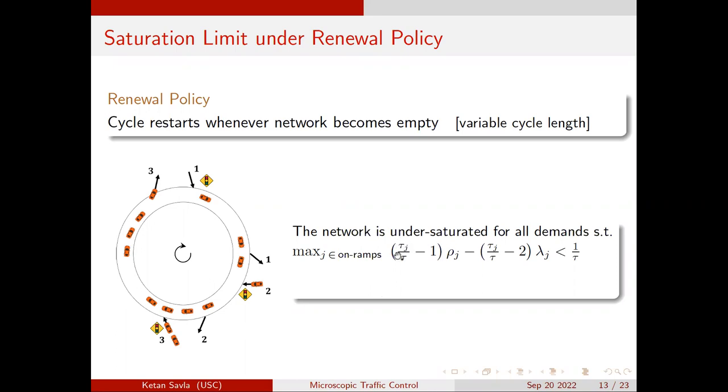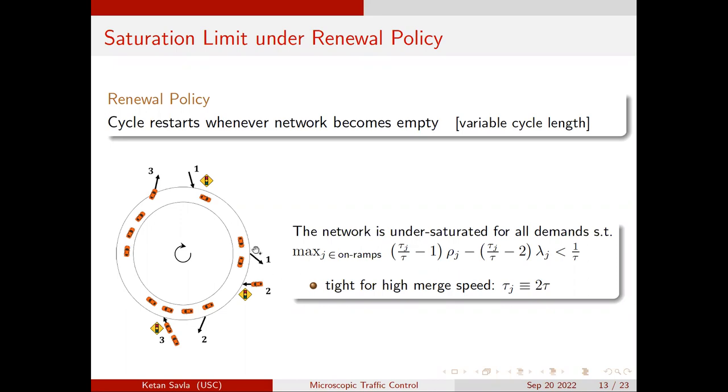Let me talk about the first term, and the importance of the second term will become clear later on. The right-hand side is exactly 1 over tau, the fundamental limit. But on the left-hand side, if you recall the connection with the necessary condition, there's this extra term here. This tau j, if you recall, is the gap that a ramp j has to wait for before it releases a vehicle, and that minimum is 2 tau. So if all the ramps have high merge speed, then tau j will become equal to 2 tau, this will become 2 minus 1, and this term will disappear. So for the high merge speed case, this policy will give the same saturation limit as the fundamental limit. So it is going to be optimal.